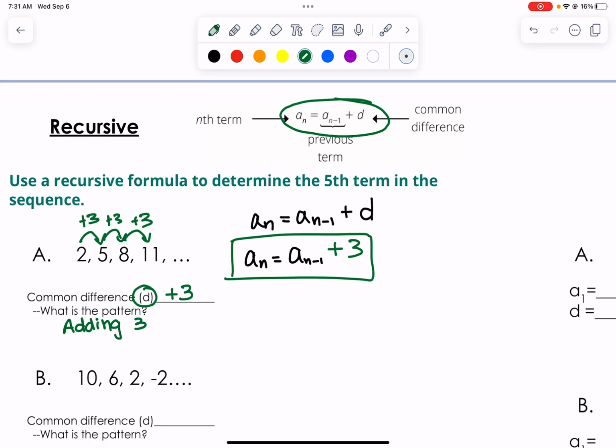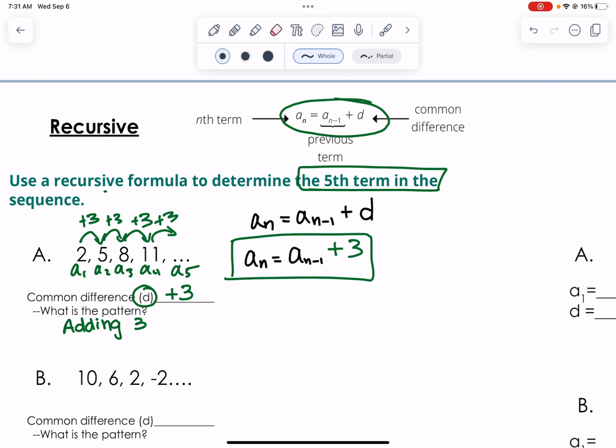And it says, use a recursive formula to determine the 5th term in the sequence. I know what we could do is like A1, A2, A3, A4, and A5, and we could just add 3. We could, but I want us to get used to this formula. Okay, so we're going to use this.